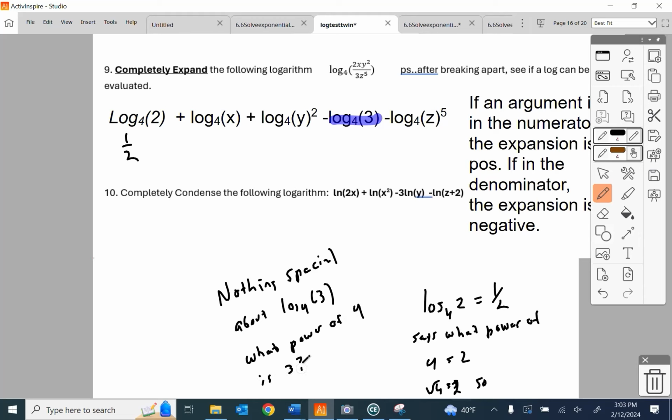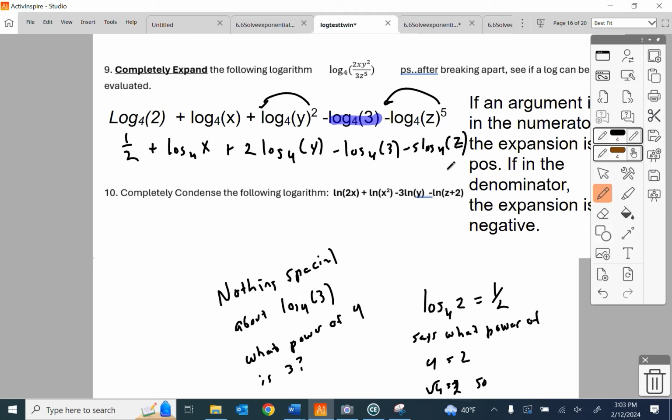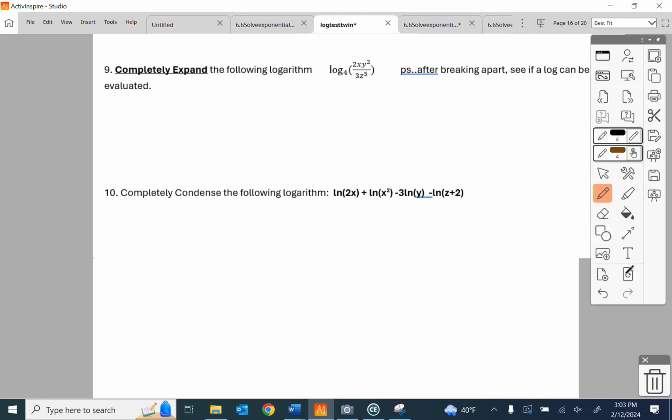And a decimal would be uglier than a logarithm. It would be. So let's finish this thing. That's a half. 2 out front. That one's going to stay the same. 5 out front. There you go. That was an expansion. Up next is a condensation.